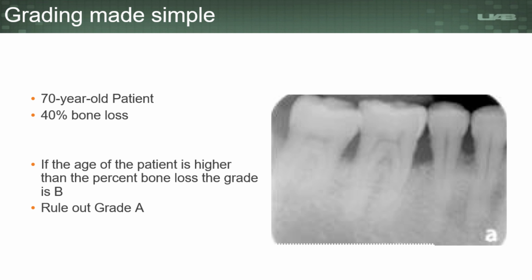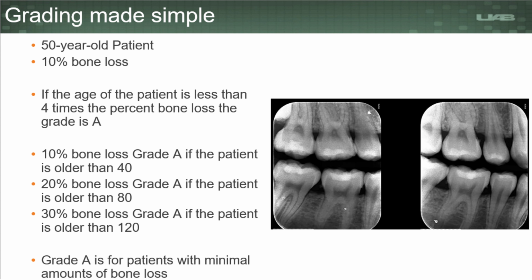Grade B patients are at risk for progression, but it tends to not be rapid progression. So what we're really doing in these patients here is ruling out whether or not this is grade A. And grade A, to me, is a unique grade reserved for patients with tiny little bone loss that tend to be older. Because look at this example here. This is a 50-year-old, and I made up these examples, but this 50-year-old has 10% bone loss. That 10% bone loss is less than a quarter of that patient, and they are a grade A.